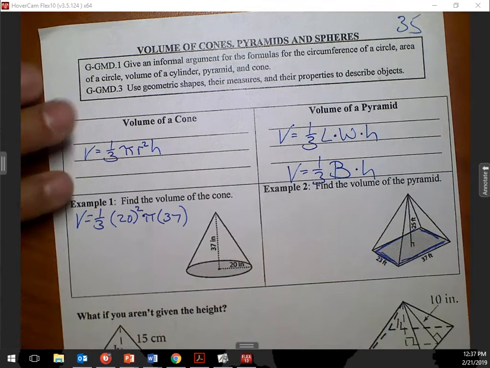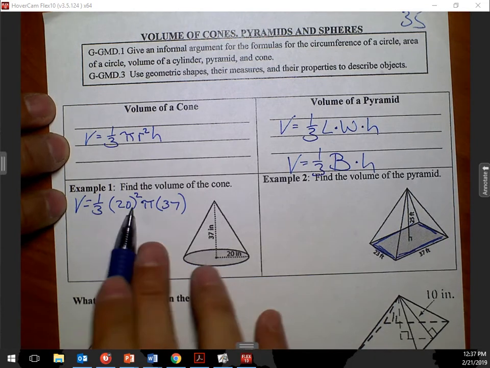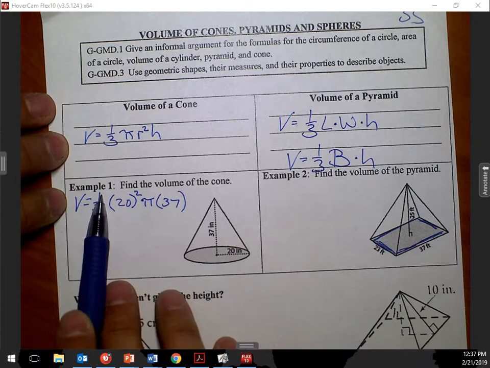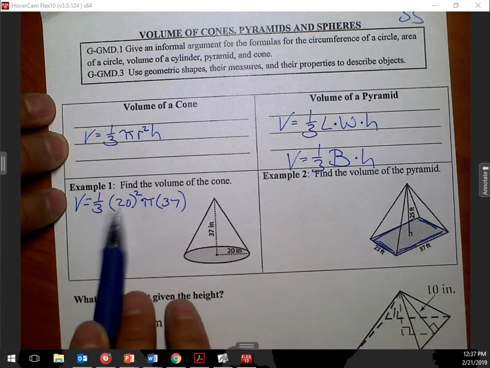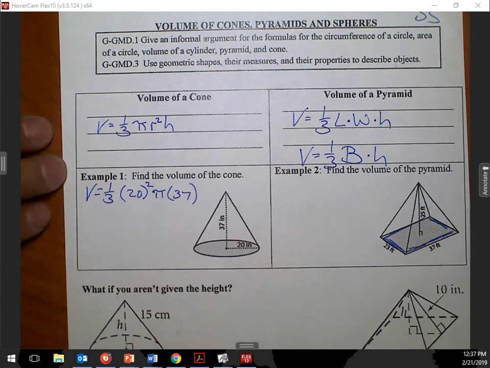Now, we're going to do this twice. I'm going to show you 2 different ways. One's going to be called in terms of pi. We did this the other day. That means you do not put the pi in the calculator. You just leave it off like it's a variable. So it's going to be 1/3, 400 times 37, which is going to give me what?